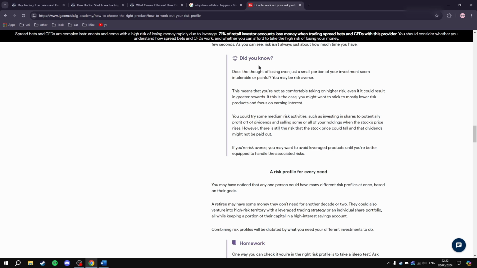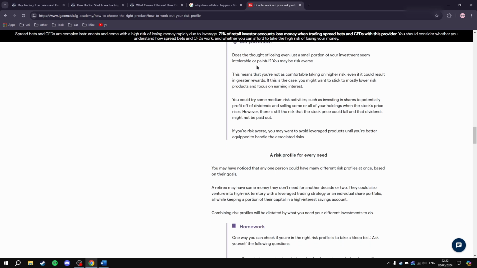Does the thought of losing even just a small portion of your investment seem intolerable or painful? You may be risk averse. This means that you're not as comfortable taking on higher risk, even if it could result in greater rewards. If this is the case, you might want to stick to mostly lower risk products and focus on earning interest.